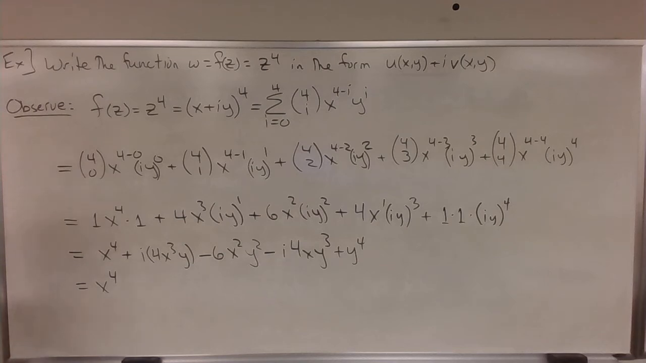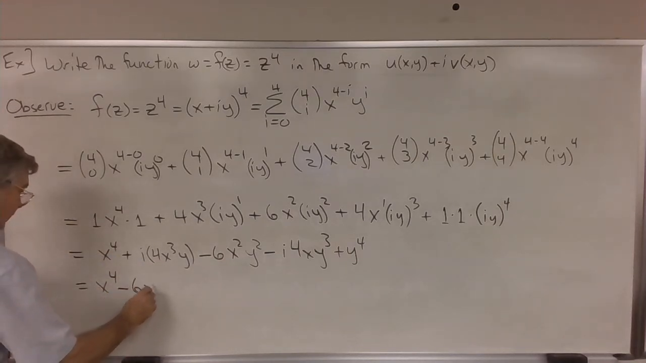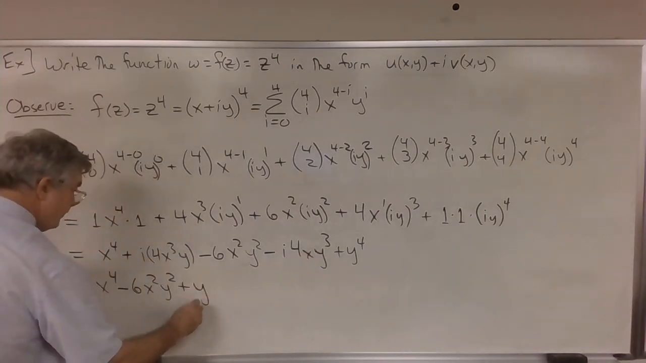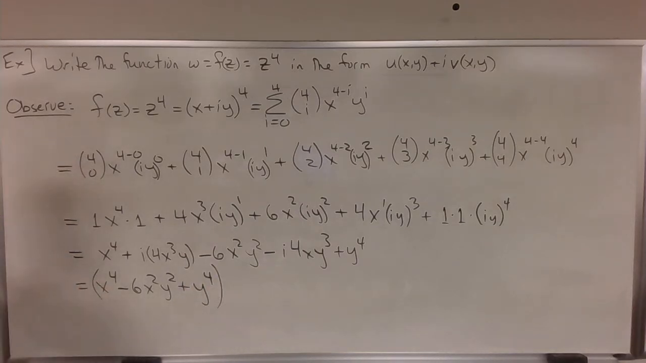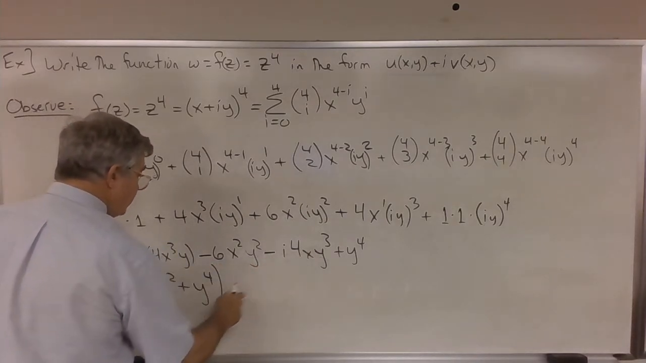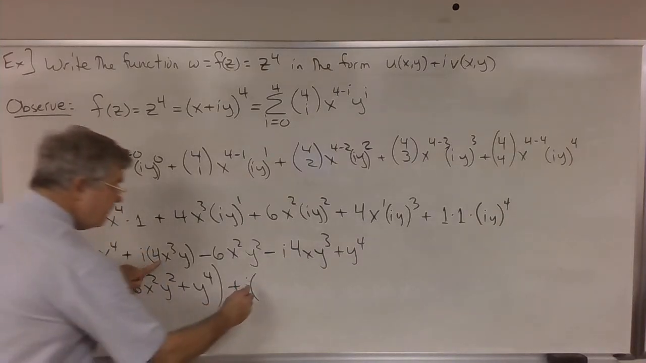Now, I want to group my reals together because I want to write this in the form of u of xy plus i v of xy. So our real terms are x to the fourth minus 6x squared y squared plus y to the fourth. So those are my real terms. And my imaginary terms, I have i 4x cubed y and minus i 4xy cubed. So let's put plus i 4x cubed y.